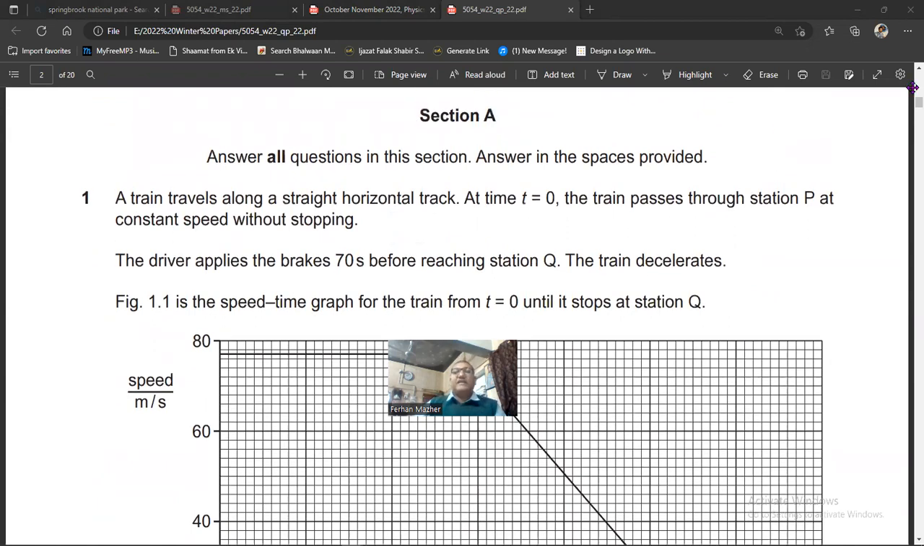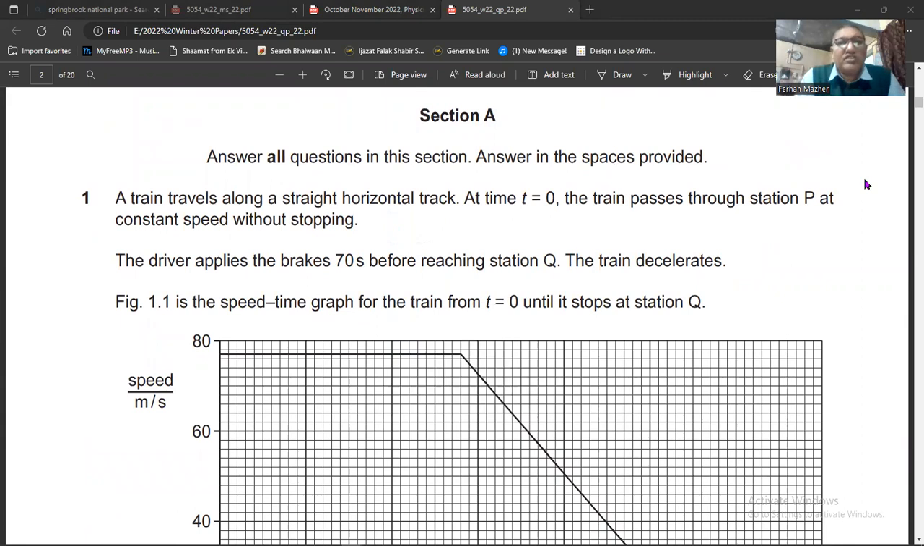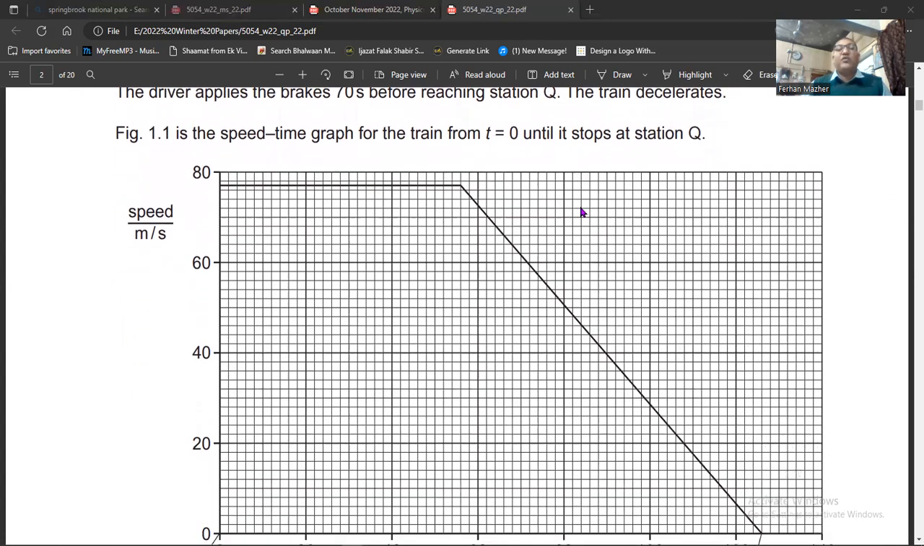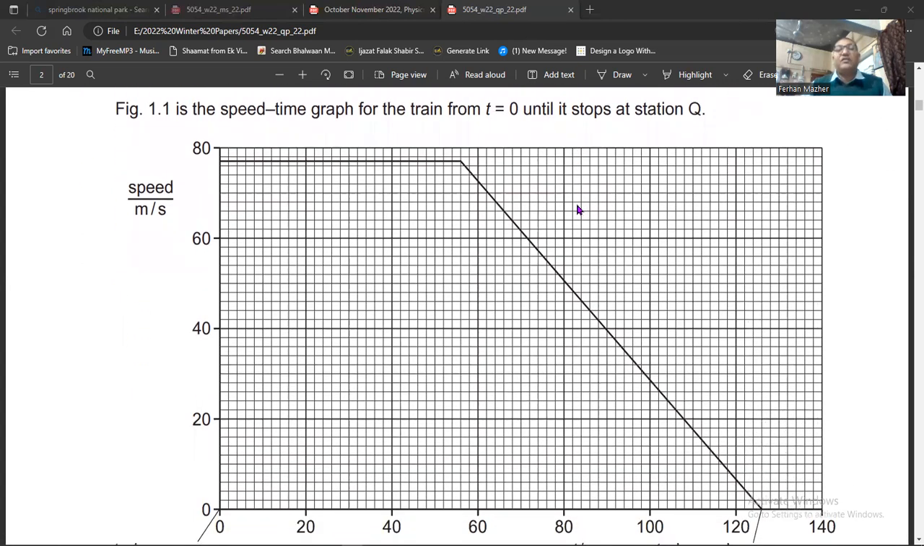He says that a train travels along a straight horizontal track. At time t equals 0, the train passes through station P at constant speed without stopping. The driver applies the brakes 70 seconds before reaching the station Q. The train decelerates. Figure 1.1 is the speed-time graph for the train from t equals 0 until it stops at the station Q.